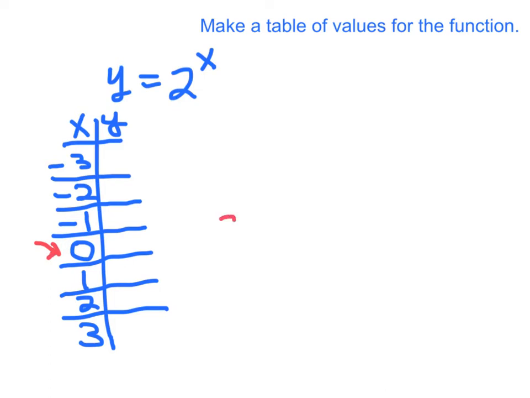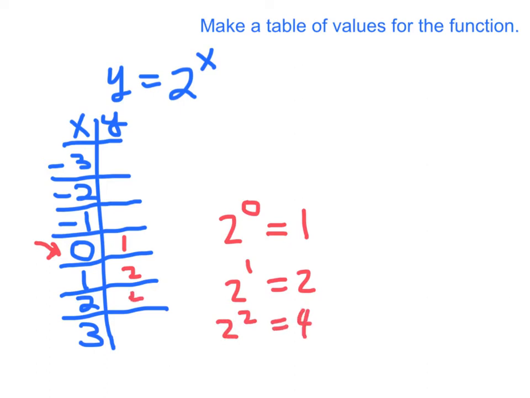So 2 to the 0, anything to the 0 is 1. 2 to the 1 is 2. 2 to the 2 is 4. And 2 to the 3, 2 times 2 times 2 is 8. So we filled in this.